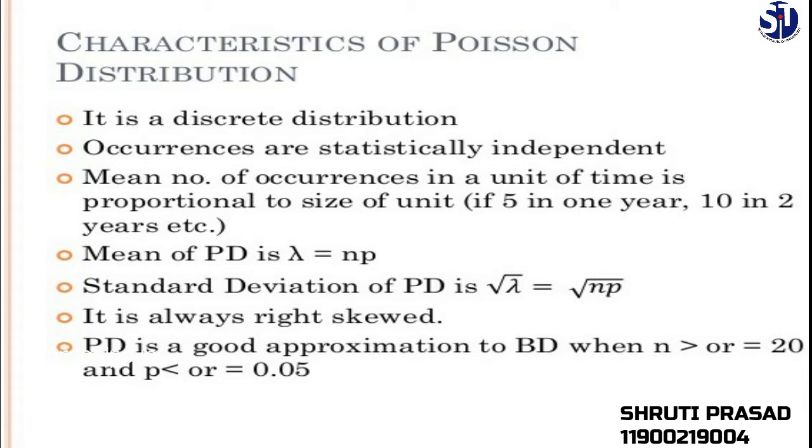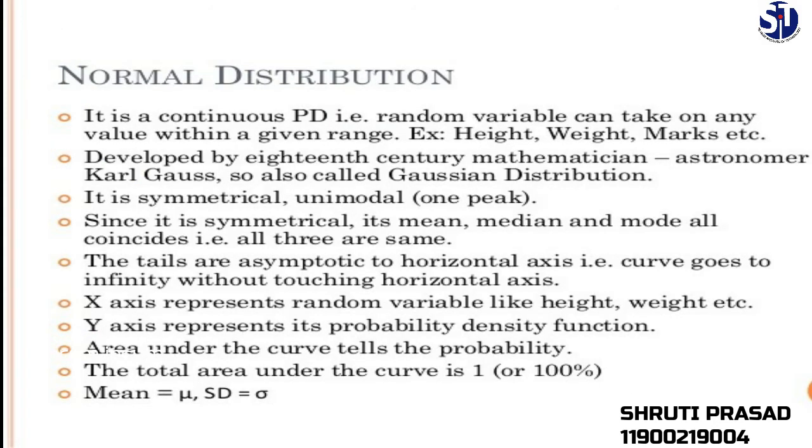Now let's talk about normal distribution. A normal distribution, also known as Gaussian distribution, is a type of continuous probability distribution for a real valued random variable. The general form of its probability density function involves the parameter mean, or expectation of the distribution, and its standard deviation. It is symmetrical and unimodal.